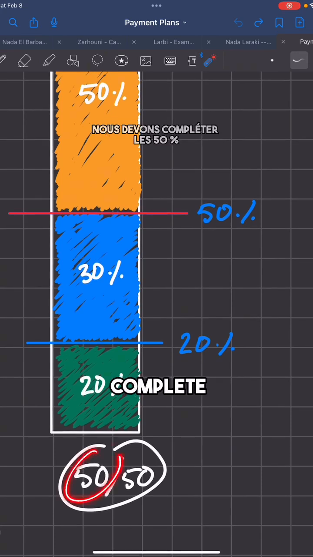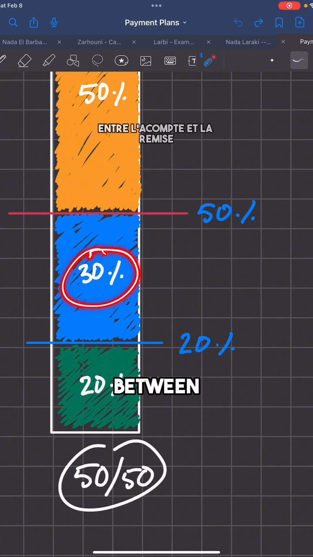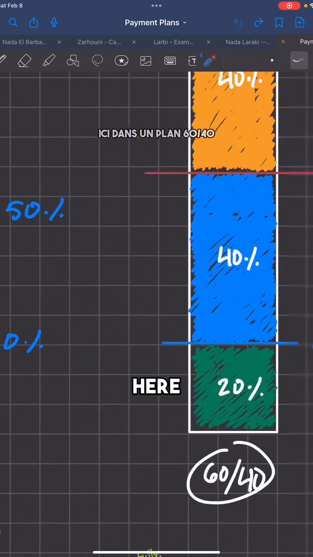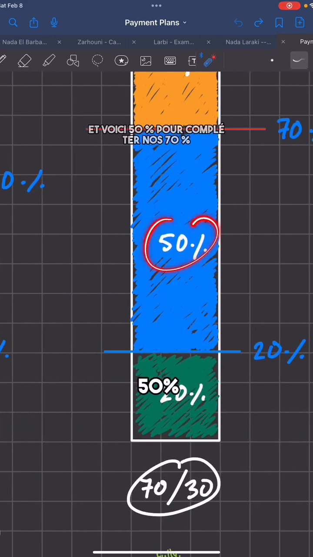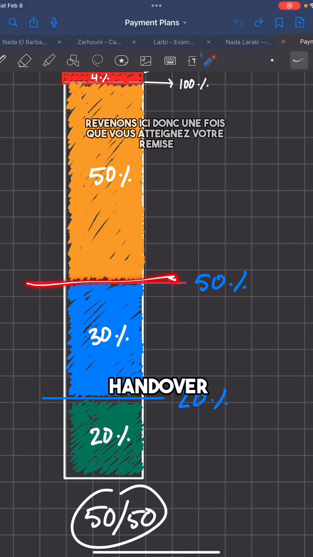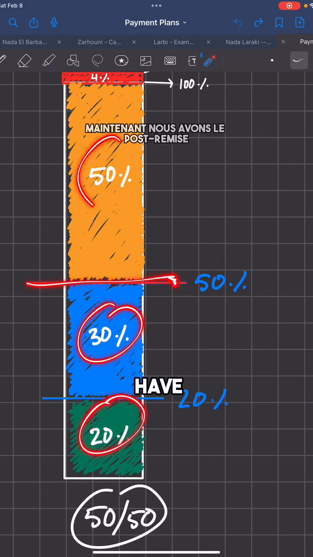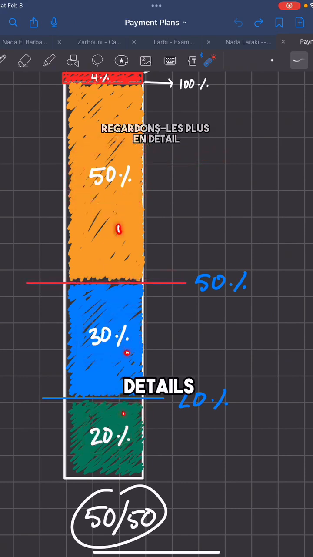Then we need to complete the 50% for the pre-construction period. So we need to pay 30% between the down payment and the handover. Here in a 60-40 payment plan, it would be 40% to complete our 60%, and here it would be 50% to complete our 70%. Let's get back here. So once you've reached handover and finished your payments here, now we have the post-handover or upon-handover portion, as they call it.